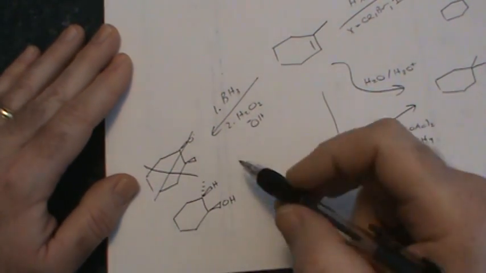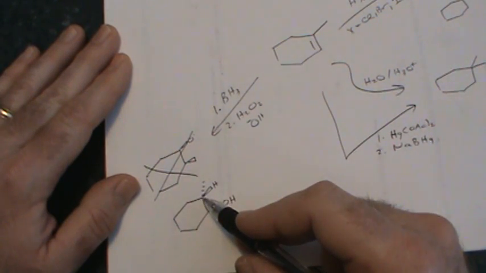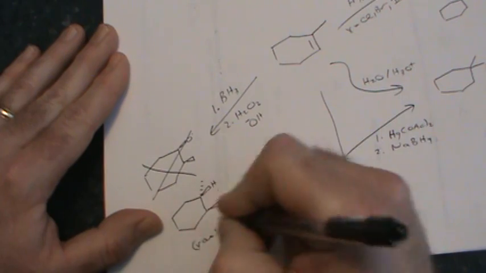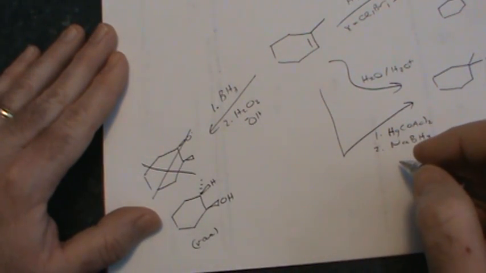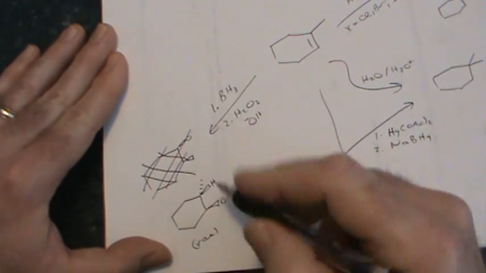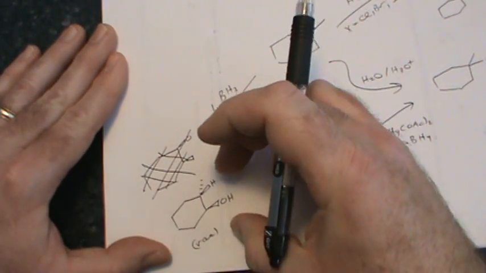So here's my anti-Markovnikov hydration. Hydrogen's added across the more substituted, OH across the less. This is a chiral compound, so it must form as a racemic mixture. And all that really means is that instead of adding across the top face, I could just as easily have added across the bottom face to form the enantiomer.